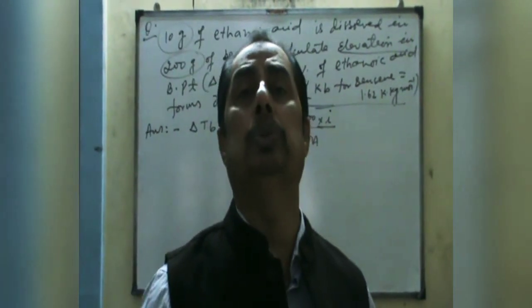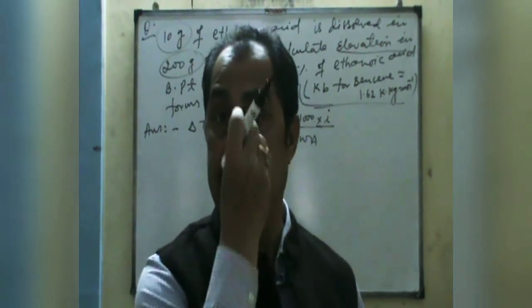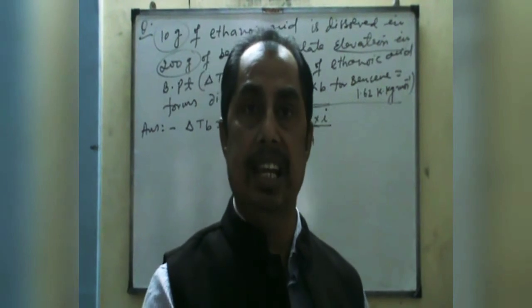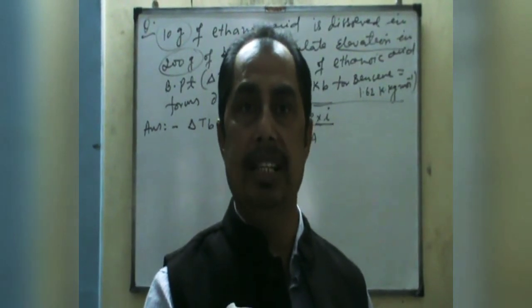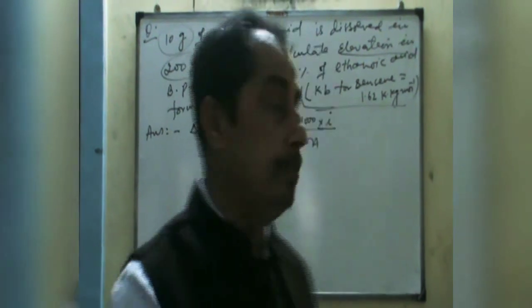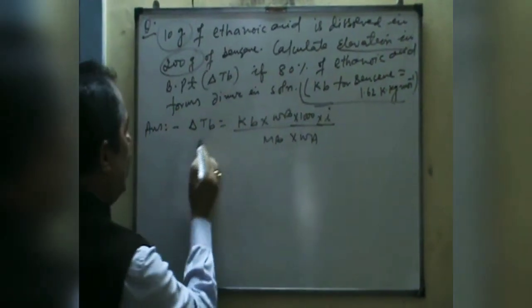Urea, glucose, lactose always remain 1. But for NaCl, i is 2. For K2SO4, i is 3. Like acetic acid, i is 1 by 2. Benzoic acid in benzene, i is 1 by 2, because they undergo association. That is why, what do you have to calculate?